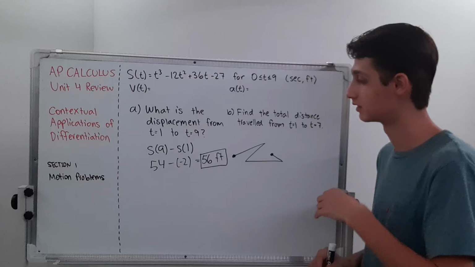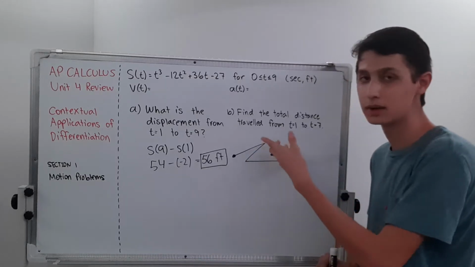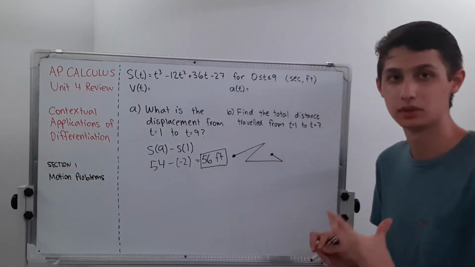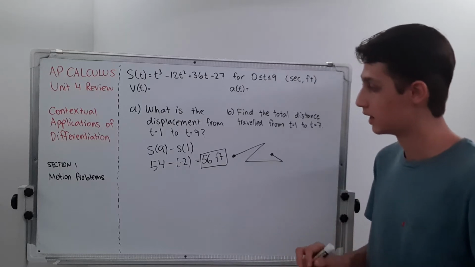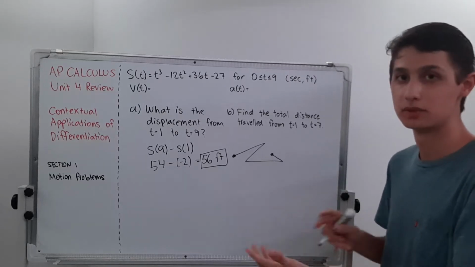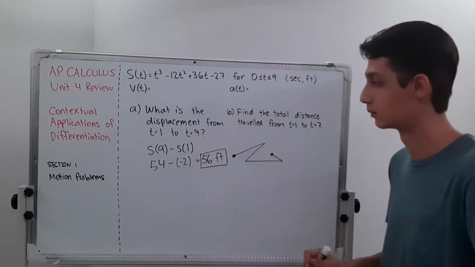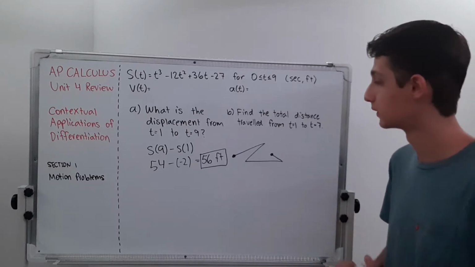I'll show you what that means in a second, but to find that, we have to find where our velocity is equal to 0, where we stop moving. Because then we can just determine from there using a sign chart what we do. So I'll just show you what that means in a second.